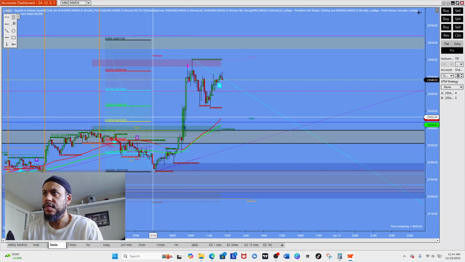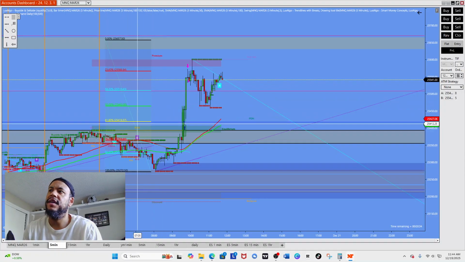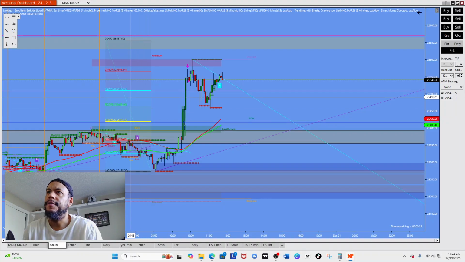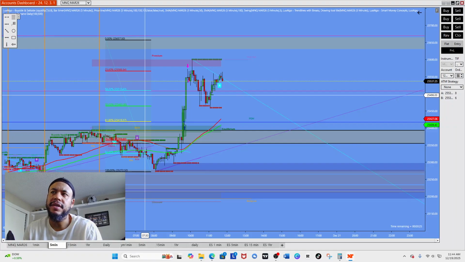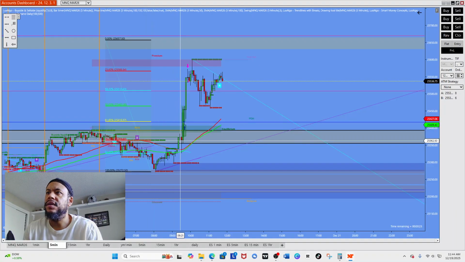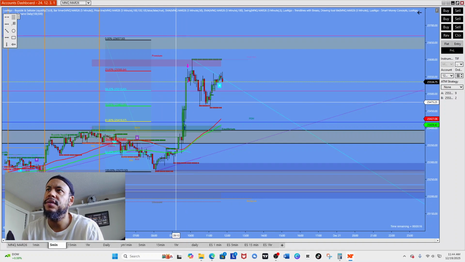But from all the back testing and things like that, my first TP is always at the 38% level. If price is struggling, I might move my stop loss to the 50% level and then just let it play out. But I generally don't do that.